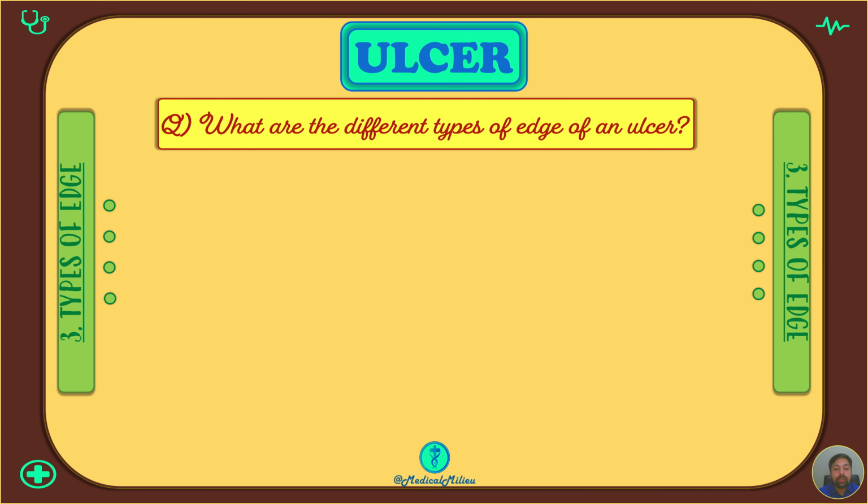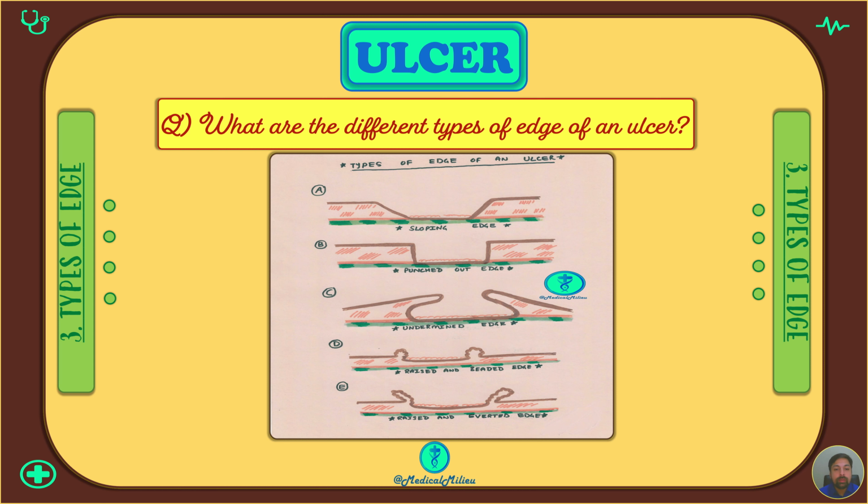A diagram showing different types of edge of an ulcer. Figure A is showing sloping edge. Figure B is showing punched out edge. Figure C is showing undermined edge. Figure D is showing raised and beaded edge, while figure E is showing raised and everted edge.